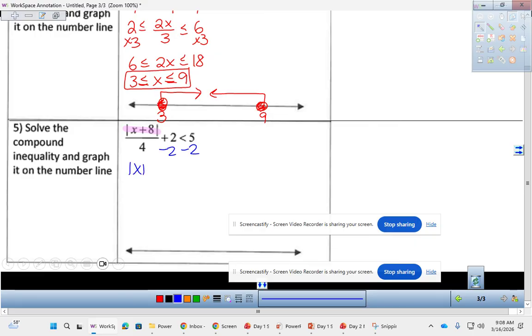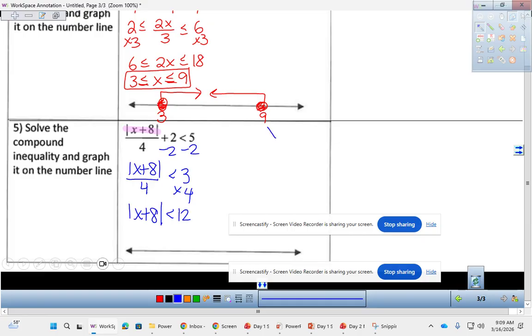Okay, so I've got x plus 8 over 4 is less than 3. The opposite of divided by 4 is times 4. The bars are alone here. I have 12. How many answers does an absolute value equation have? 2. I need to create both of them.